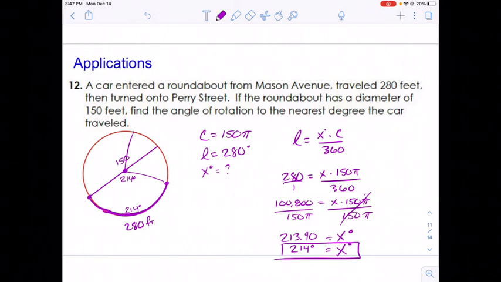So this concludes our lesson on arc length. Any problem that we did not work, you can go back and work and check your answers in the completed notes.